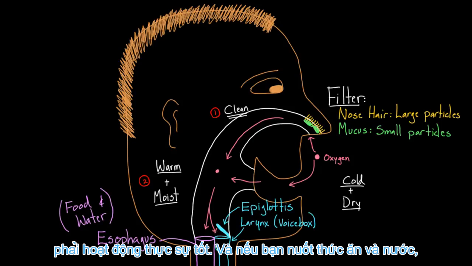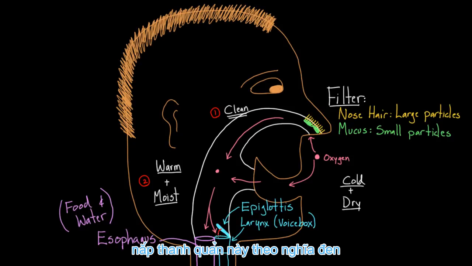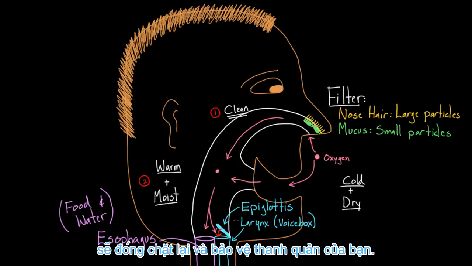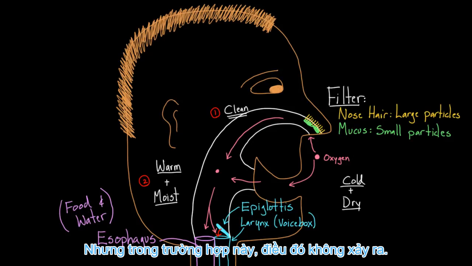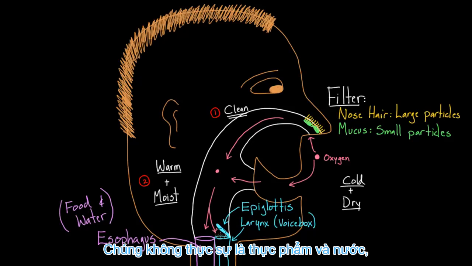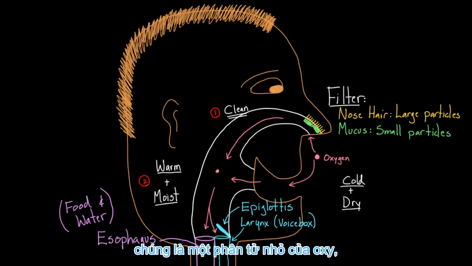And if you're swallowing food and water, this epiglottis will literally just kind of close up and protect your larynx. But in this case, that's not happening, right? We're not actually food and water. We're a little molecule of oxygen. So let's follow that molecule a little bit further down. Let's see what happens to it.